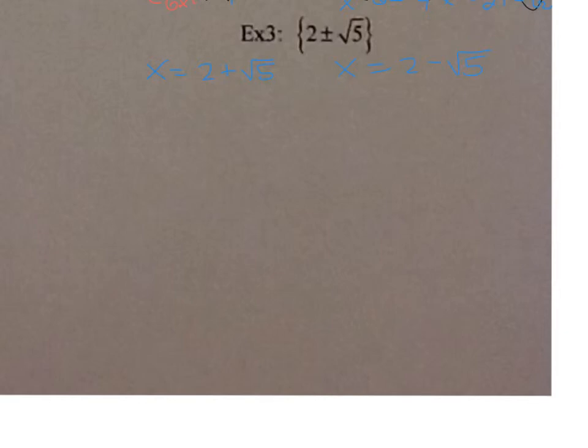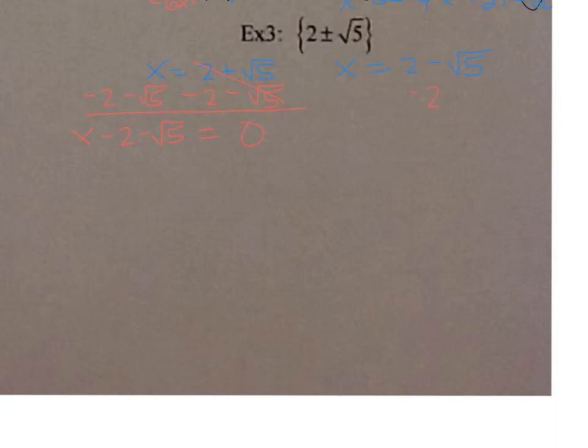The next step would be to get them to equal 0. Minus 2 minus the square root of 5. So minus 2 on the other side, minus the square root of 5. We get x minus 2 minus the square root of 5 is equal to 0. And the same thing on the other side.